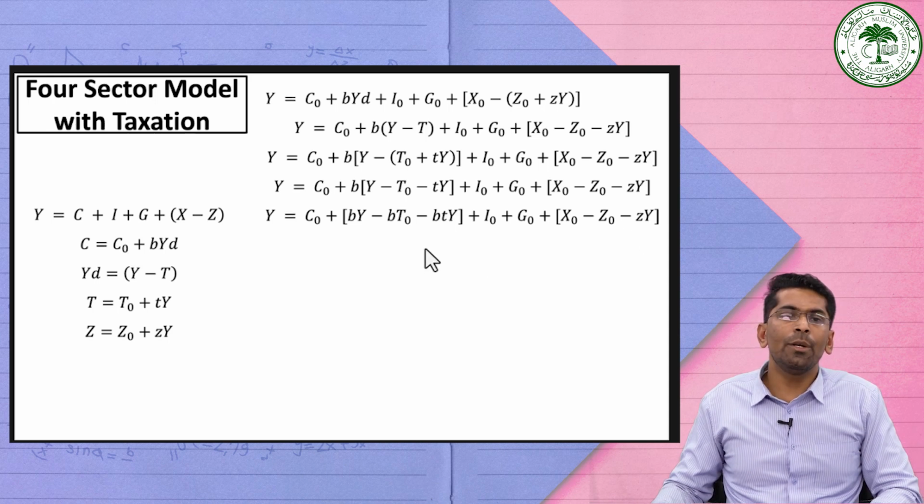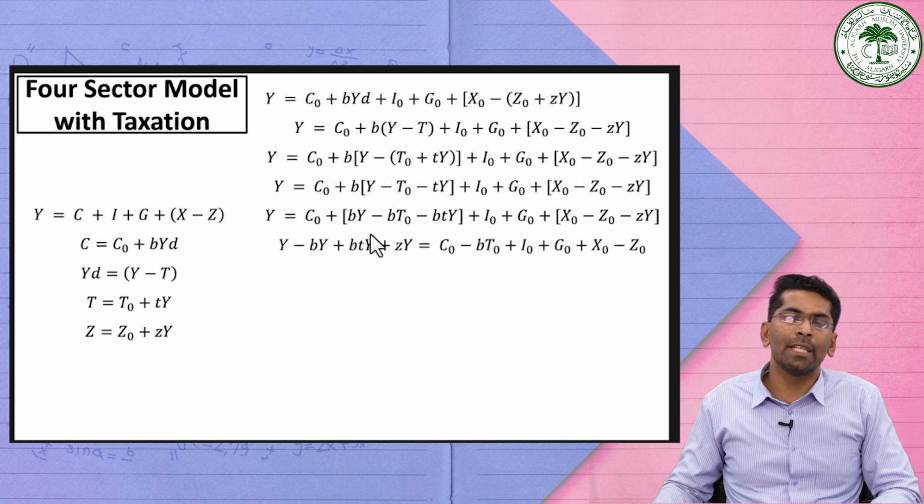Now we are going to consider the Y terms into the left side. So here we have BY which goes to the left side, so it will be minus BY. Then here also we have Y term minus BTY, so it will be plus BTY. Here it is minus ZY, it will also go to the left side, so it will become plus ZY. Then what is remaining here? It is C0, BT0, I0, G0, then X0 and Z0.